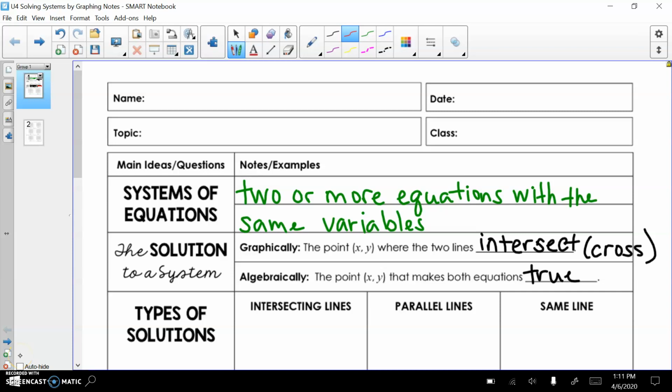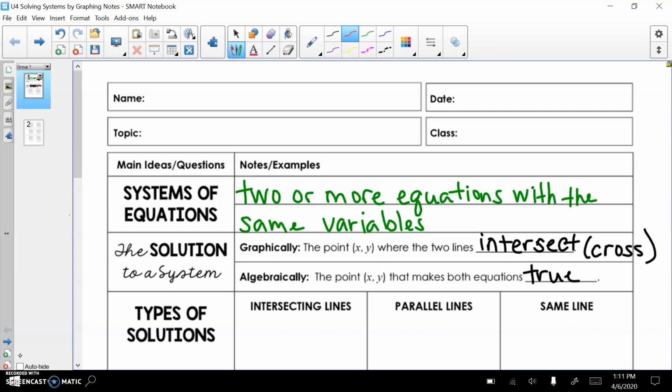I wanted to start and introduce Unit 4 to you guys. So Unit 4 is Systems of Equations. There are different types and you'll see those on the document that we share. And I will do a video for each type. So the first one is solving by graphing.